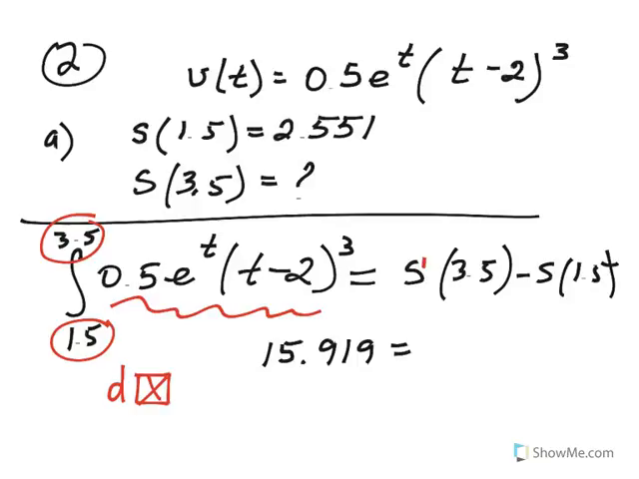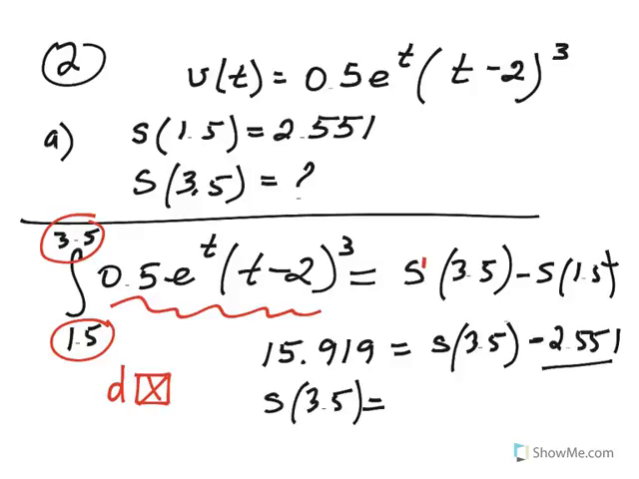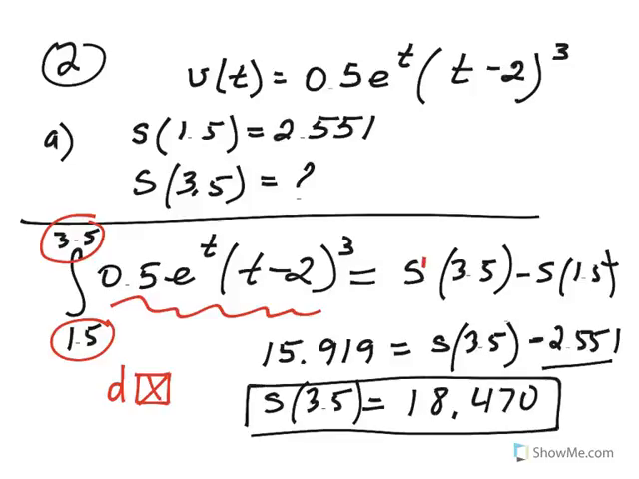And the position at 3.5 we don't know, so I'm going to use the same expression, minus S of 1.5, and that's given, and that's 2.551. So again, very simple, add this to both sides, and you get 18.470. And notice we don't use any units. The units are not given, so we're okay here.